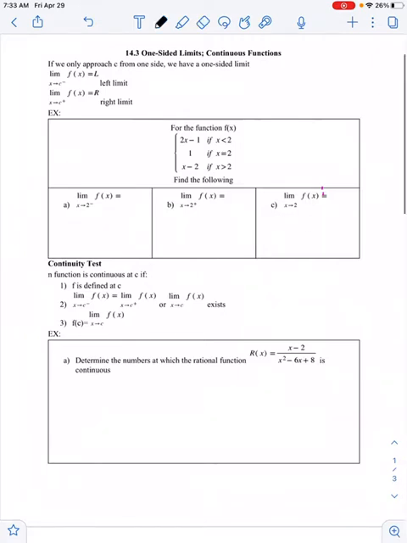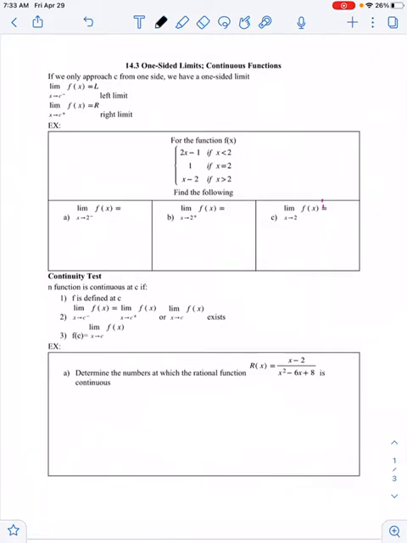Okay, so starting our notes on 14.3, one-sided limits, continuous functions. Again, we're just continuing what we have been learning. The only thing new is up here, determining if it's from the right or the left. The negative means coming from the left because you're coming from the negative side, that's the left side, and the plus is coming from the right side.